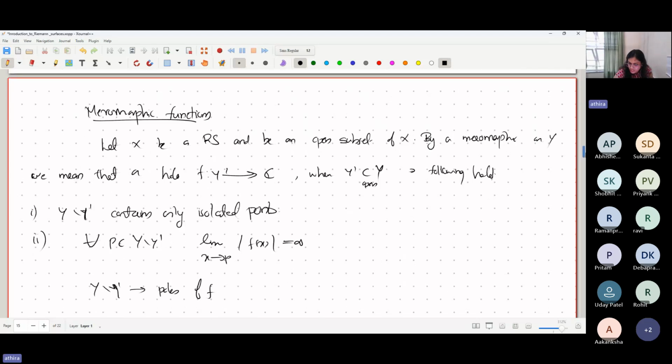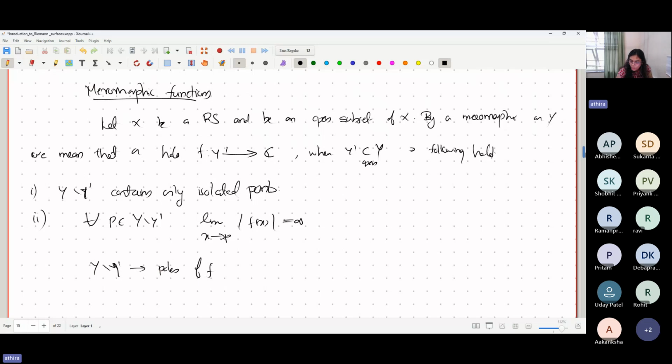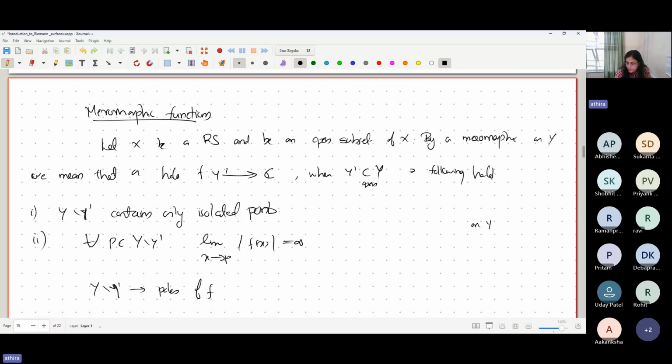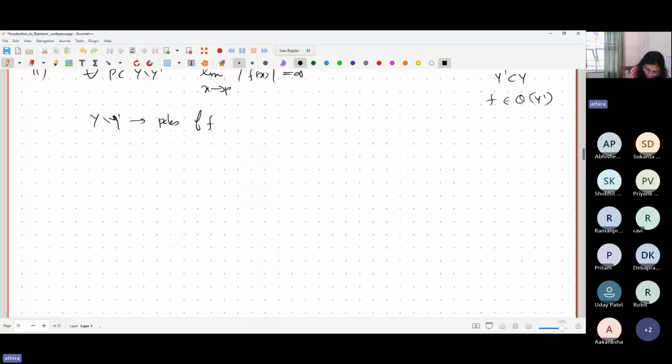Is the definition clear? A function is said to be meromorphic on Y if we can find an open subset Y' of Y such that Y minus Y' contains only isolated points and f is holomorphic on Y' and attains infinity at the points of the complement of Y' in Y. I will denote the space of all meromorphic functions on Y by M(Y).